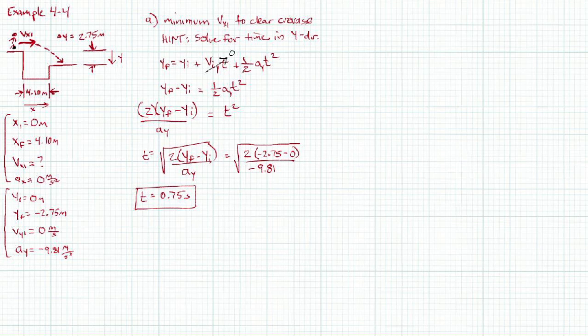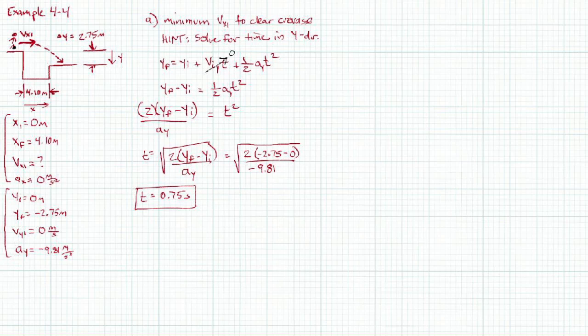That is, we use what we knew about the y to solve for time in the y direction, but it just so happens to apply, the time applies to the x direction as well. So the amount of time it takes for the mountain climber to fall down 2.75 meters in the y direction is the amount of time that he has to move over the crevasse. That's 0.75 seconds.